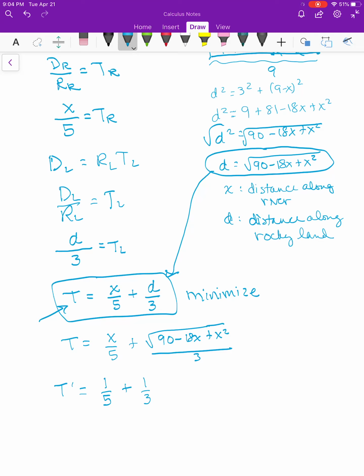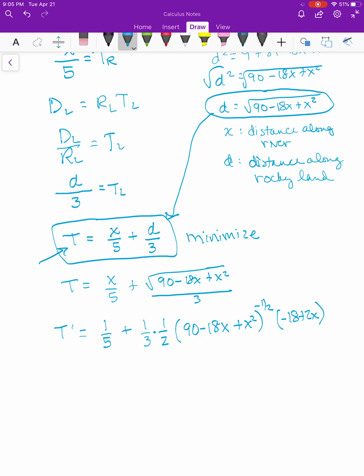So if I take t prime of x, this is going to be 1/5 plus, because that's a linear function, so just 1/5 would be its coefficient. Now this is like 1/3 times that square root. So I'm going to look at it as this whole thing to the 1/2 power, and when I take the derivative, I'm going to bring the 1/2 down times 90 minus 18x plus x squared to the negative 1/2 times the derivative of that.